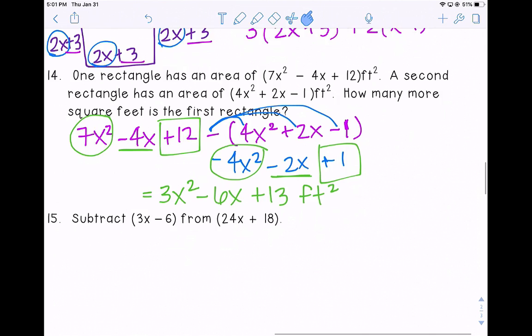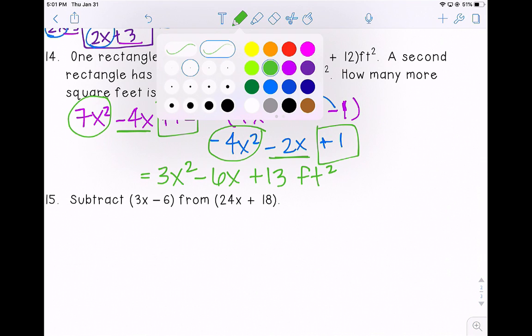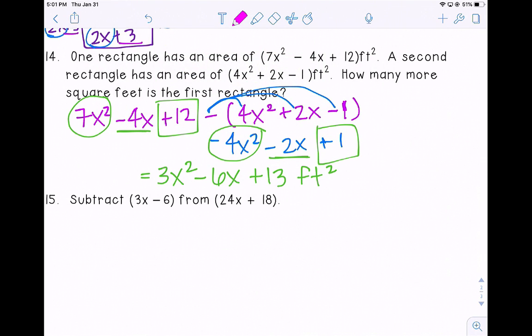Okay, last one, number 15 that we'll do, we have subtract 3x minus 6 from 24x plus 18. So we are subtracting this first one from this one. So this is going to go first, then we're subtracting that. So really important that you write that correctly. So I would subtract 3x minus 6 from this one. So I don't need this anymore because I wrote it down here.